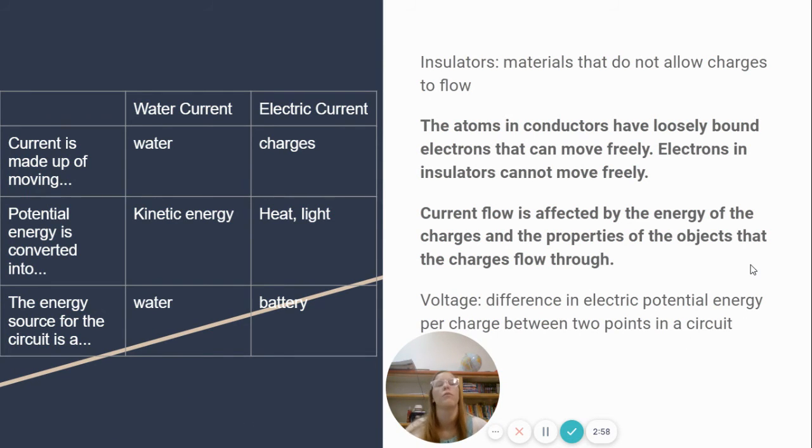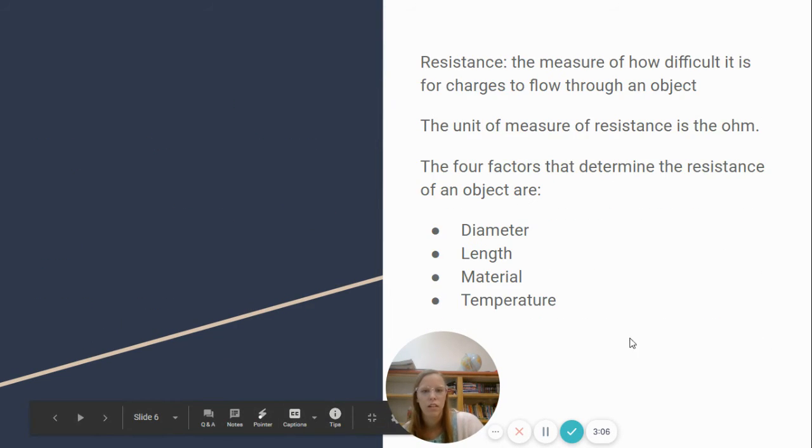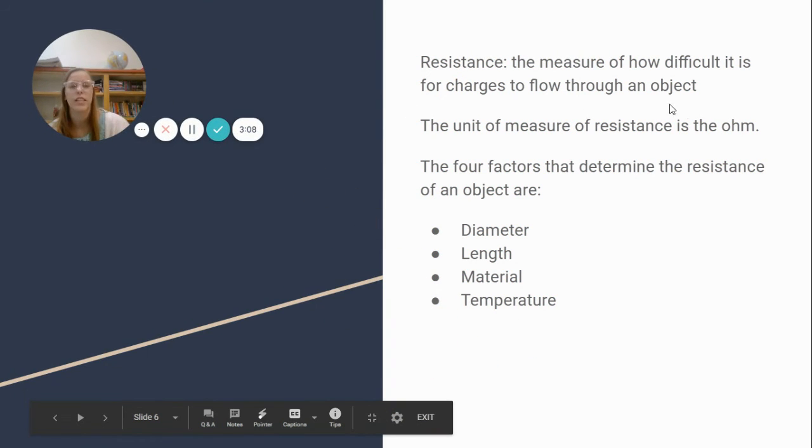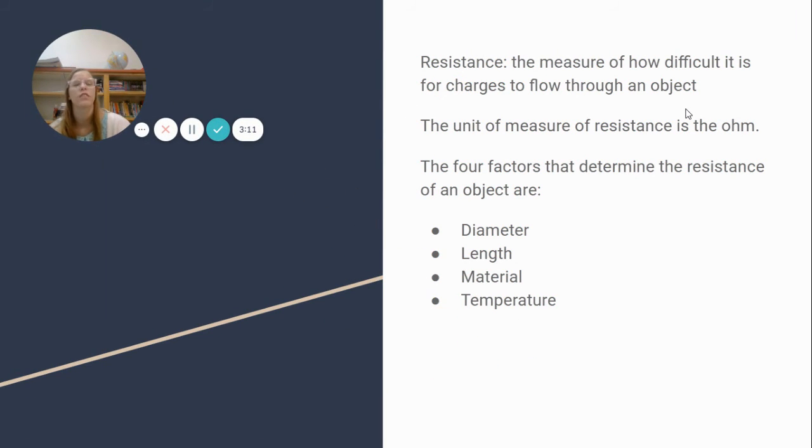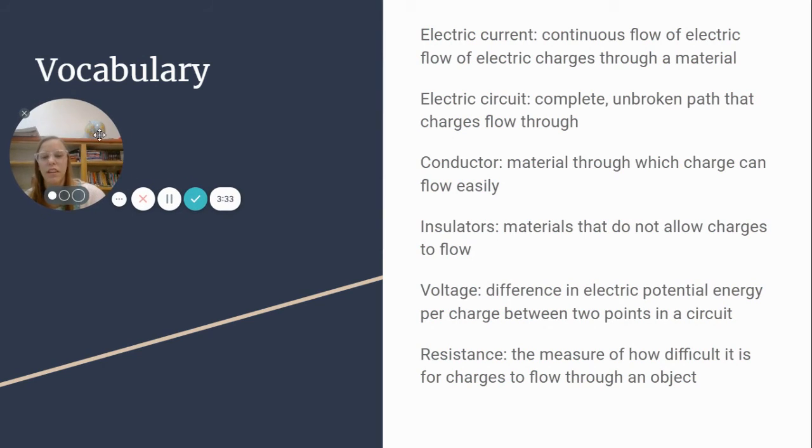So what's voltage? Voltage is a difference in electric potential energy per charge between 2 points in a circuit. Resistance is the measure of how difficult it is for charges to flow through an object. The unit of measure of resistance is the ohm, which we'll talk about a little more on Thursday. The 4 factors that determine the resistance of an object are diameter, so basically how wide it is, length, material, and temperature.